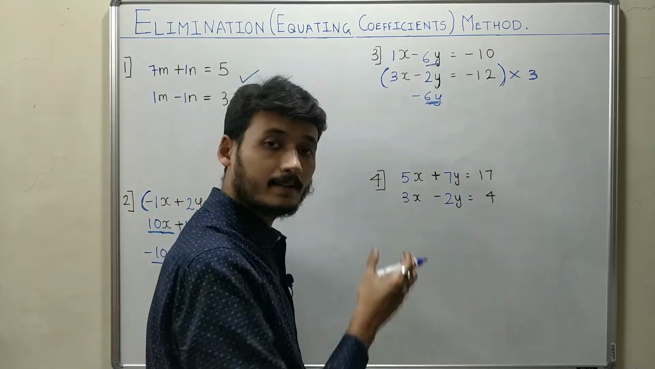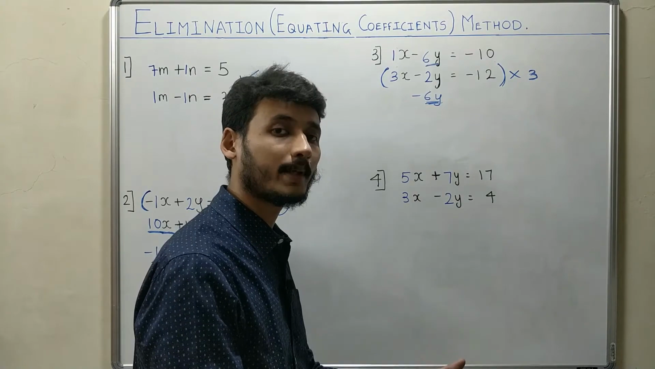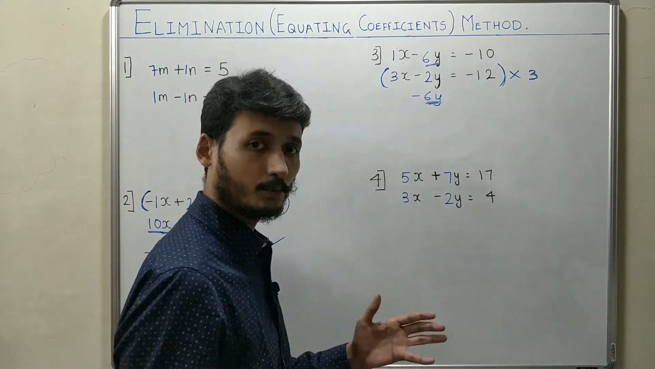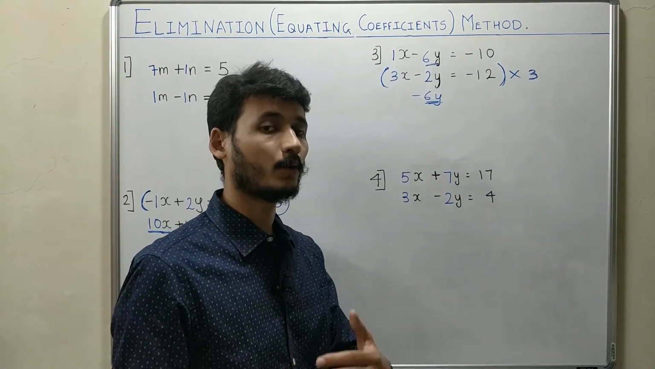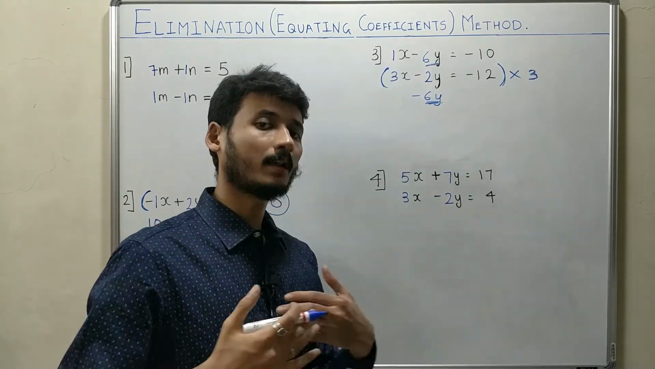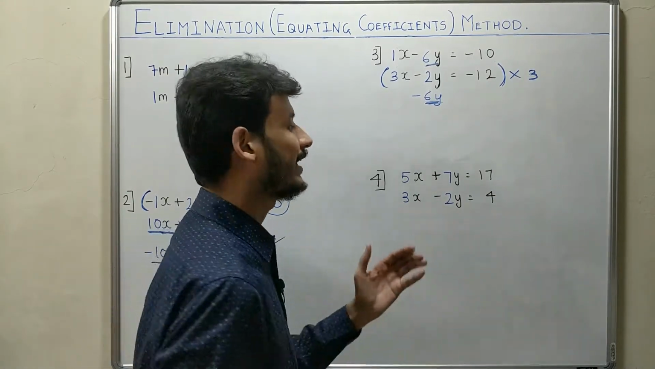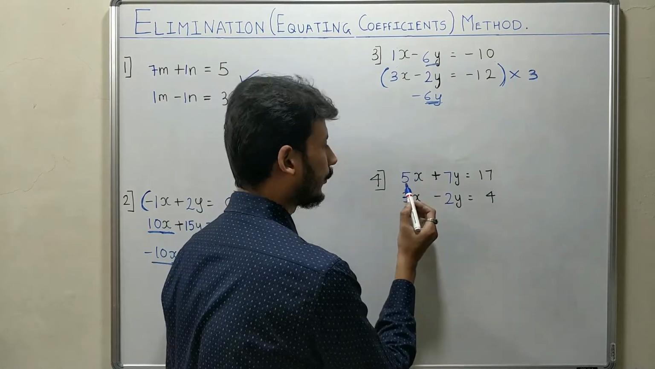Let us select one variable whose coefficient we need to make same. So it's up to you. Now the choice is completely yours. Which coefficient do you want to make same? Here I am selecting x and let's make x same. Okay, so 5x and 3y.